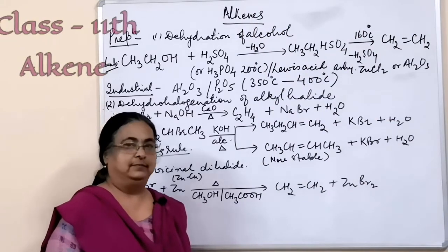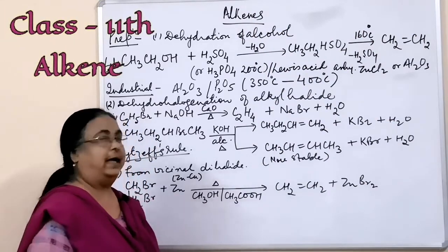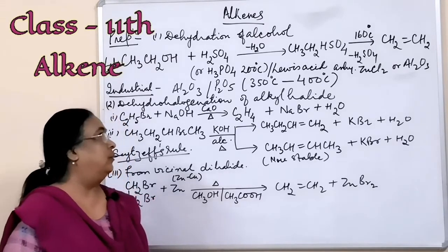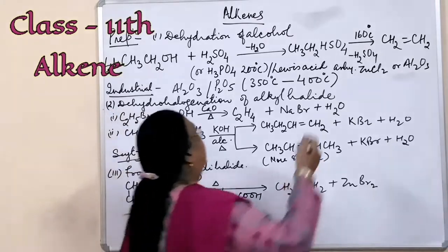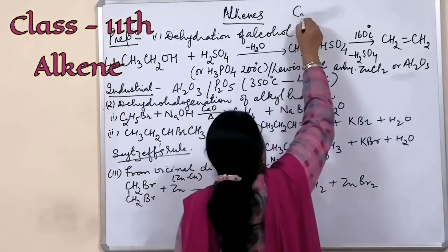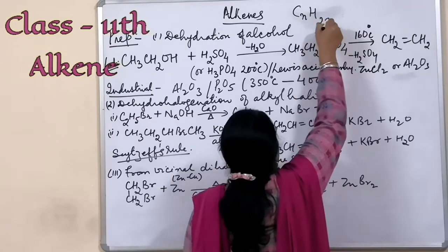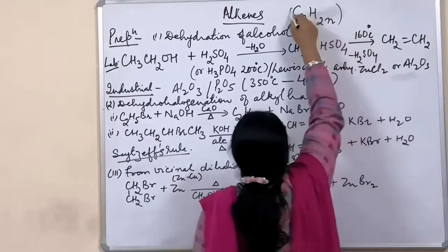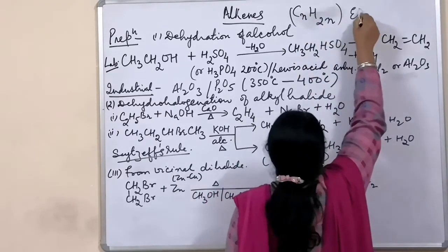The class today, we'll now do alkenes. Alkenes are unsaturated hydrocarbons with the double bond. You know very well, I need not tell what alkenes are. CnH2n, and an example is your ethylene.